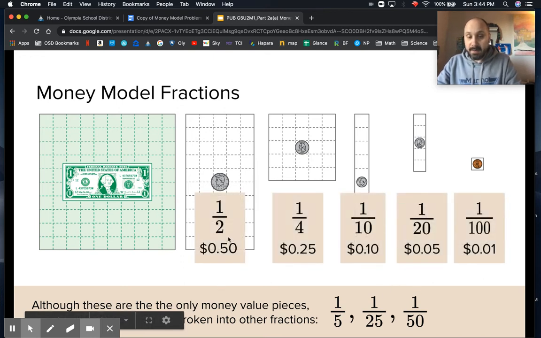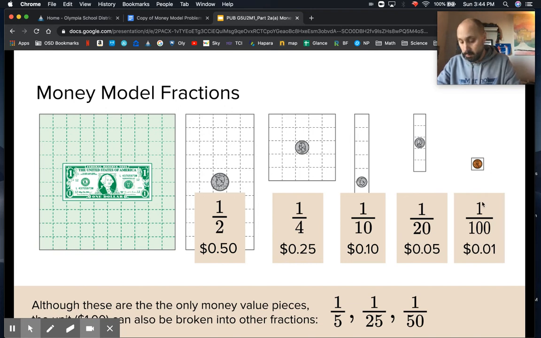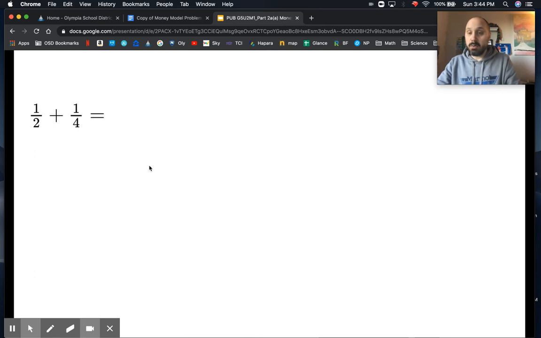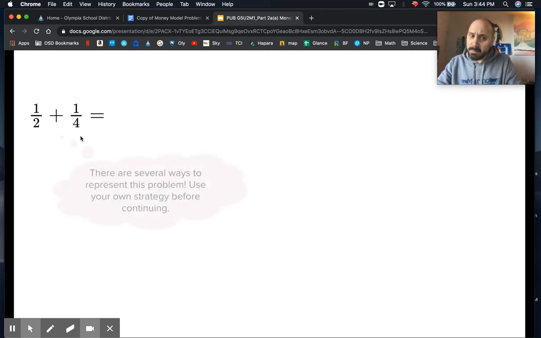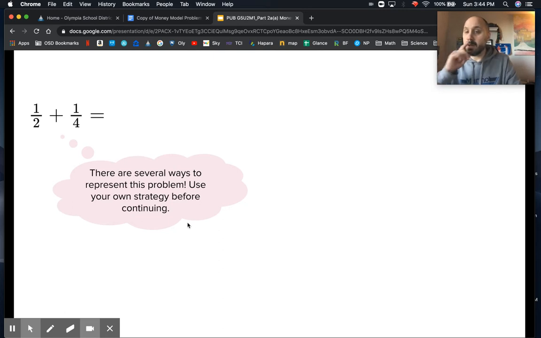So 1/2 is 50 cents. Just to recap, 1/4 is 25 cents. 1/10 is 10 cents. 1/20th is 5 cents. And 1/100th is 1 cent. So when we look at 1/2, or 50 cents, plus 1/4, or 25 cents, what do we get? Well, there are several ways to represent this problem. Use your own strategy before continuing. So, what would you do? So, when you go back to this, what would you do?